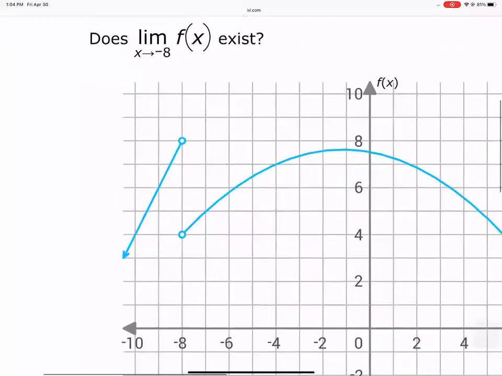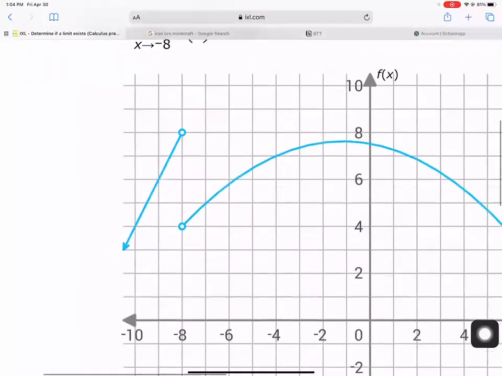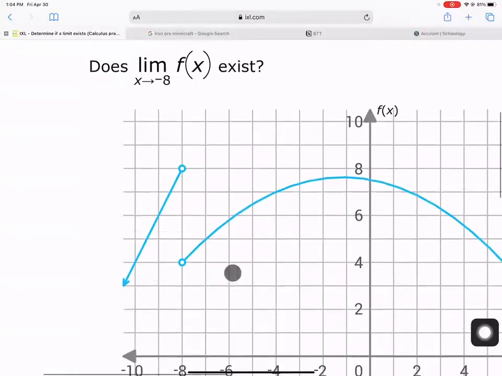Does the limit exist at -8? So at -8, the left side says, as we get closer to the graph, it looks like it's going to be 8. So as I'm getting closer to here's -8. That's my timeline, -8. So as I'm approaching from the left side, this looks like it's going to become 8. But on the right side, as I get closer, does that look like I'm getting closer to 8? No, this y value is actually 4.